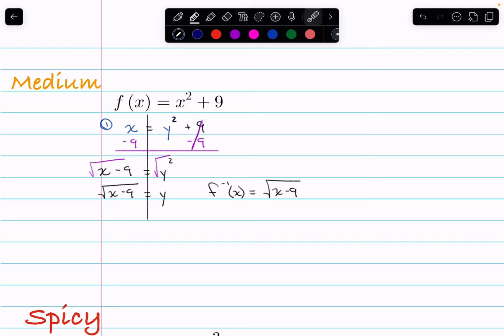Okay? Here's where we want to take a step back and make sure this guy for the domain, does anything need to change? Yes, it does. Because remember, we cannot take the square root of a negative number.